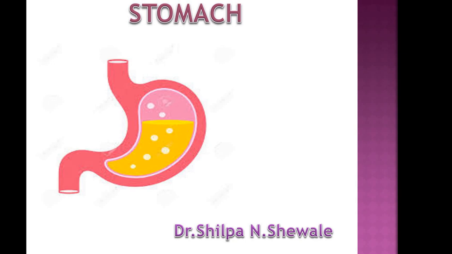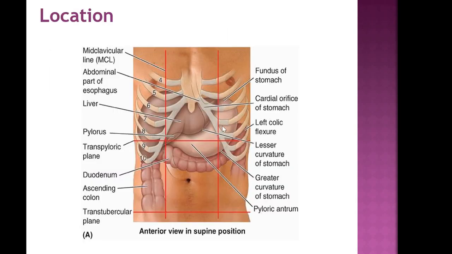Today we are going to study about the stomach. Stomach is a muscular bag which forms the most distensible part of the gastrointestinal system. It continues above with the esophagus and below with the duodenum. Then we will study the location of the stomach.